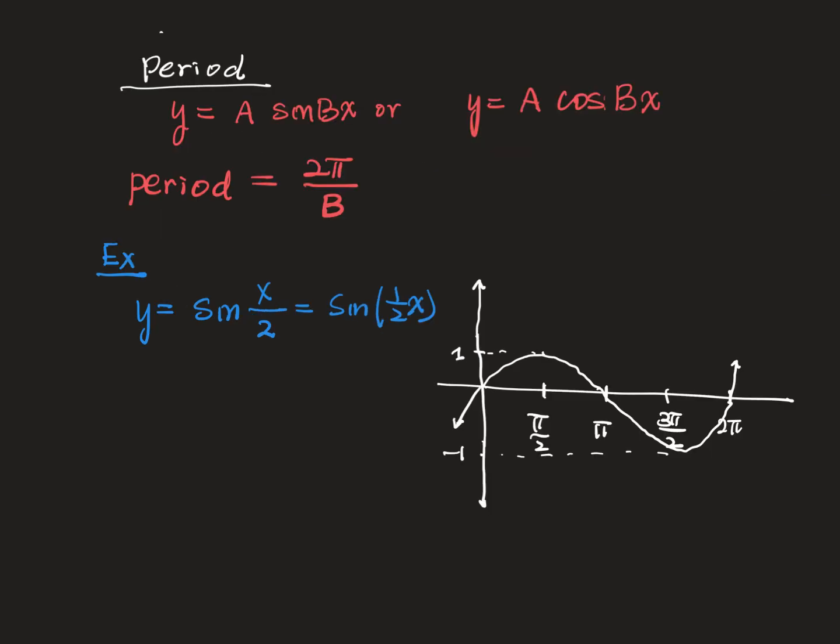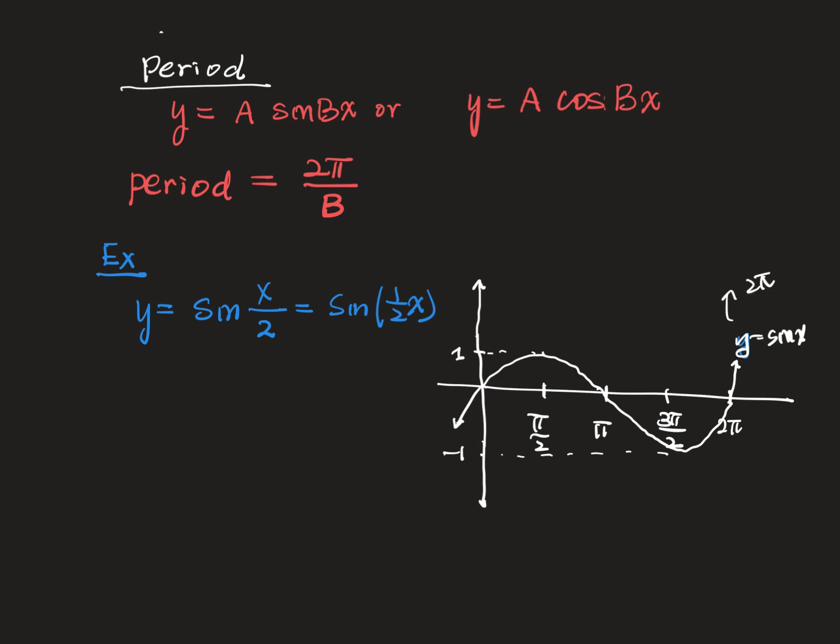Next, we want to talk about period. Period is one cycle, right? I sketched the sine graph right here, guys. This is y equals sine x. So the period of sine x is going to be 2 pi.